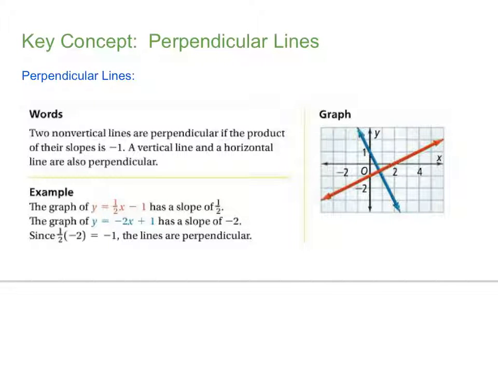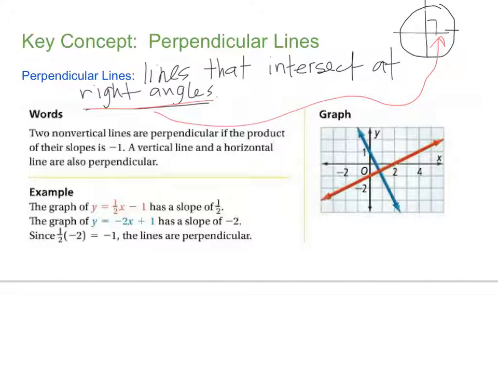Another key concept, perpendicular lines. Perpendicular lines, lines that intersect at right angles. Remember, a right angle, you think about one whole circle being 360 degrees. A right angle is a quarter of that, and 360 divided by 4 is 90. So a right angle is a 90-degree angle, or a quarter of a rotation through a circle. That's what it means to be perpendicular.